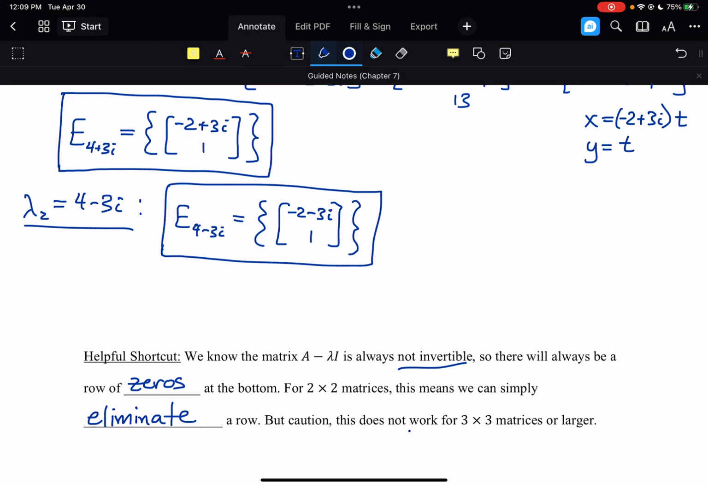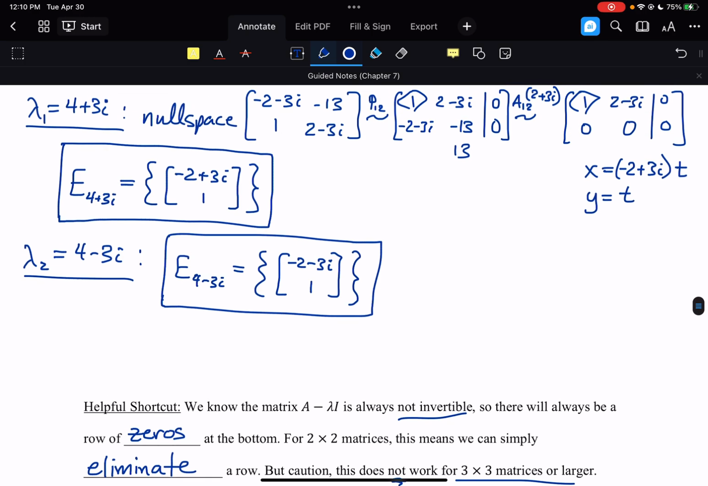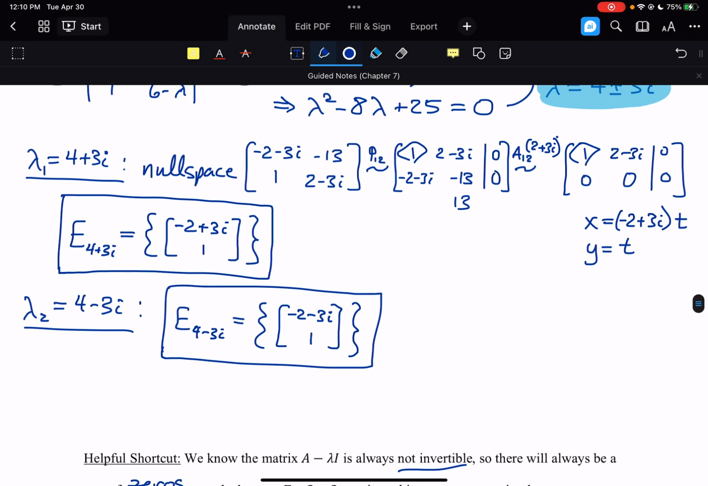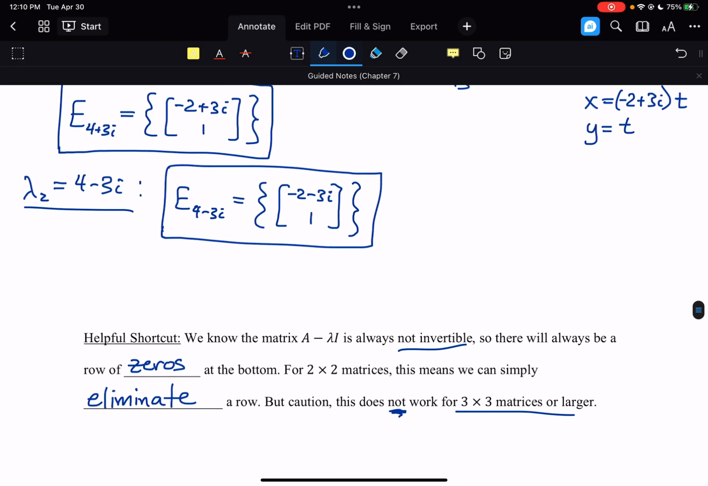However, we have to be careful. This does not work for 3x3 matrices or larger. This is only a unique property of 2x2s. As soon as you throw a third row into the mix, they can behave a little differently and still be not invertible. But again, for the 2x2s, it's a handy trick when working with complex numbers because that means you don't even really need to worry about this ERO here or how that affects this number down here because we know it's going to turn into a 0. Again, as long as it's a 2x2.